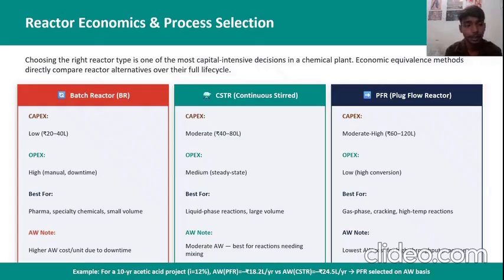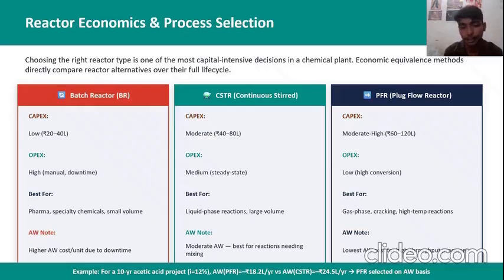There are three types of reactor. The first one is the batch reactor. Batch reactor has low capital expenditure, around 20 to 40 LPA, and operating expenditure is typically high because of its downtime, and it is suitable for the pharmaceutical industries, specialty chemicals, and small volume industries.